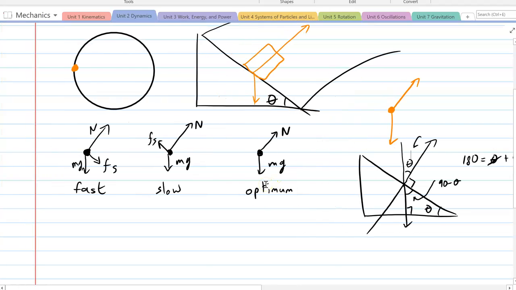So back to our thing right here. If this is the angle, then we can break it down into 2 parts. This is the normal cosine, and this should be the normal sine.